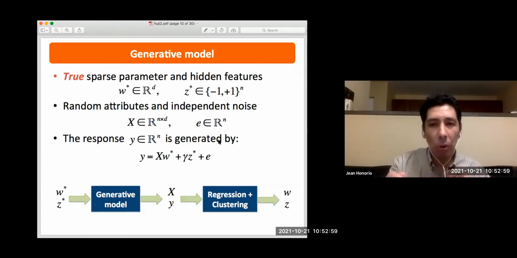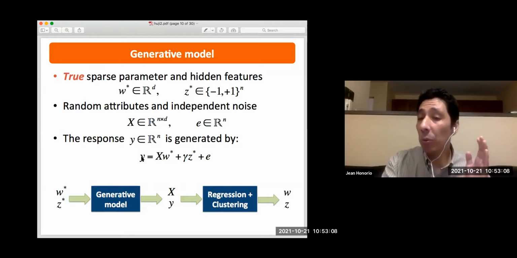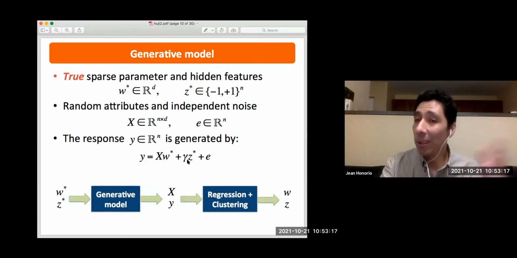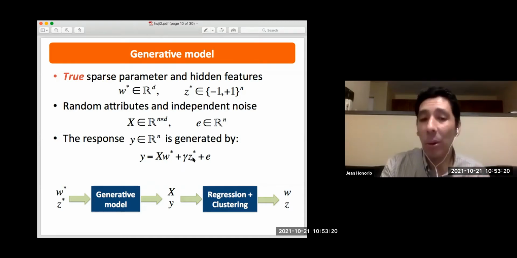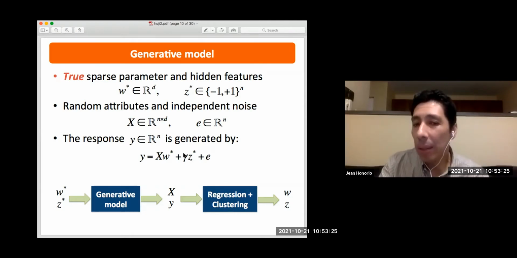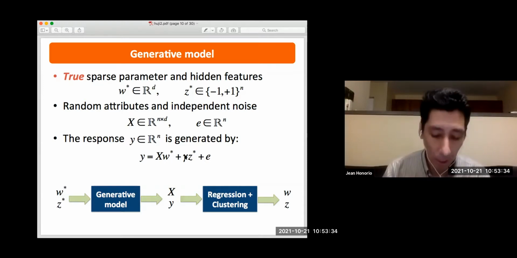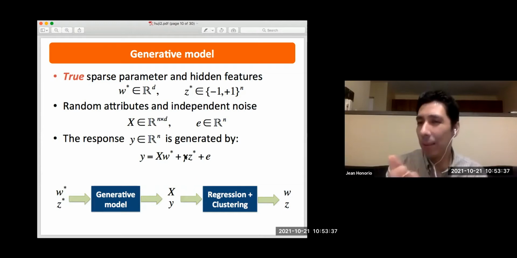Now, we will give some sort of signal so that the algorithm can guess what is the correct answer. And the signal comes in this flavor. The response Y will be equal to X times W star, the true parameter, plus gamma times C star, the true assignment of the sample to its cluster, plus the noise E. If you remove the gamma times C star, what you have is the model that people have been using for a long time in the compressed sensing kind of scenario, in the sparse regression literature. We are adding this extra gamma C star in the model.